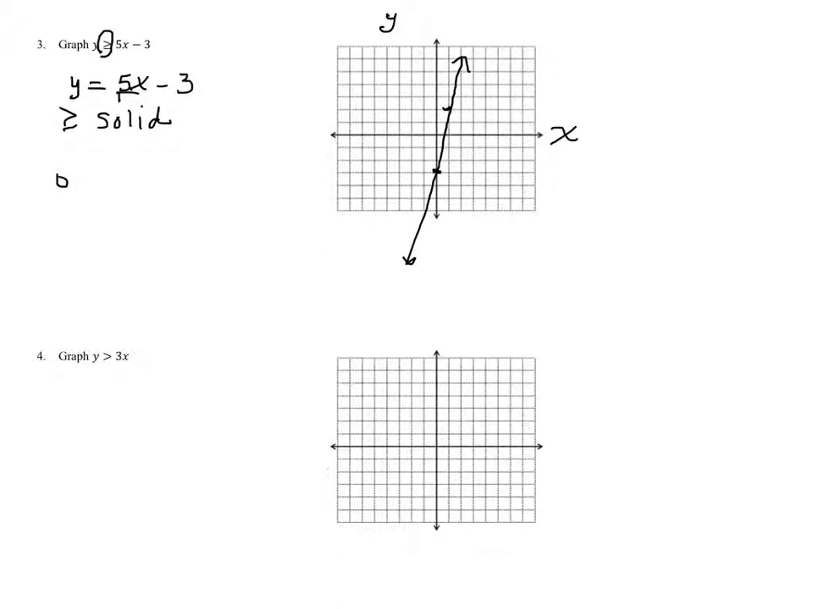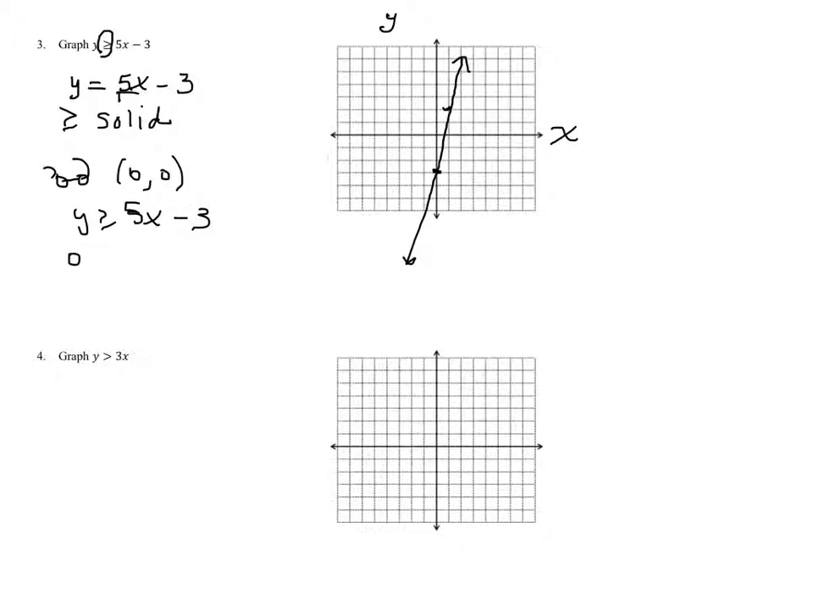So I'll draw my little sunglasses. And now I'm going to shade. So 0, 0 is not on the line, so I am going to pick the origin as my point and put it into the original inequality. Not the line, because it doesn't help me.